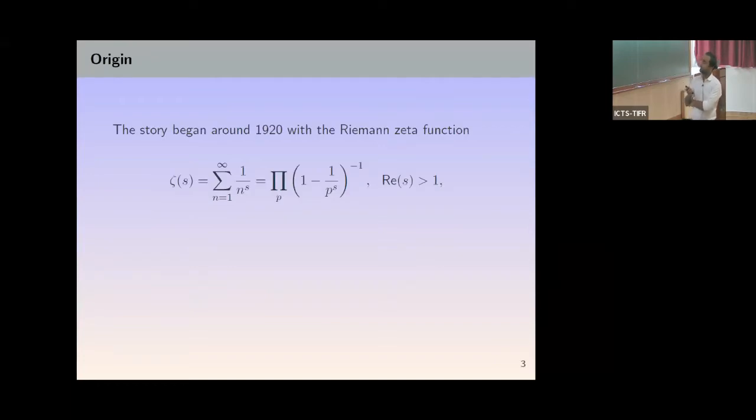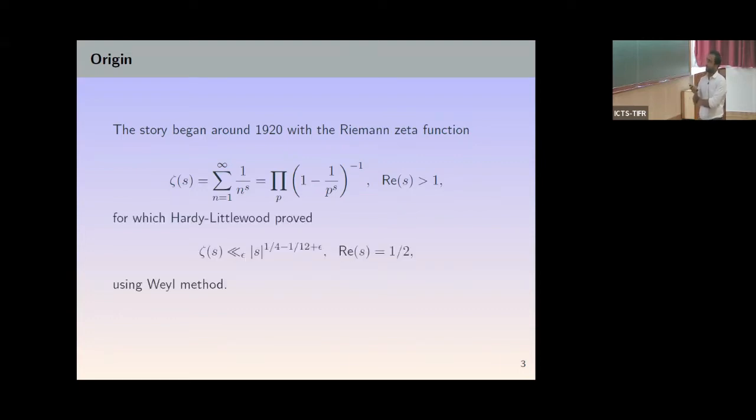So the story began in around 1920 with the Riemann zeta function, and you have seen it many times today and tomorrow, yesterday as well. So it's a nice series which is convergent for real part of s bigger than 1. And Hardy and Littlewood proved that the zeta value on the critical line, 1/2 plus it, is bounded by modulus of s to the power 1/4 minus 1/12.